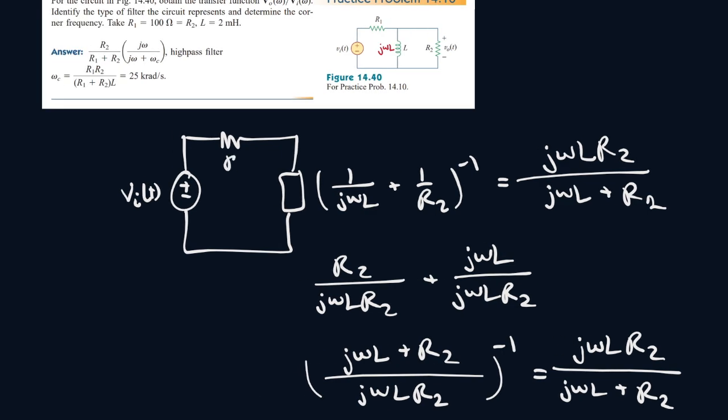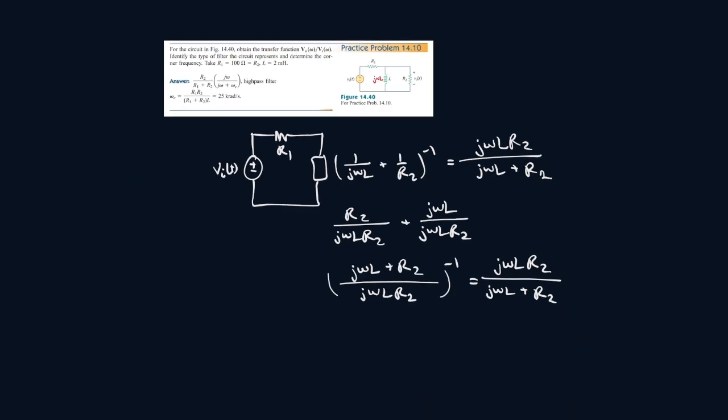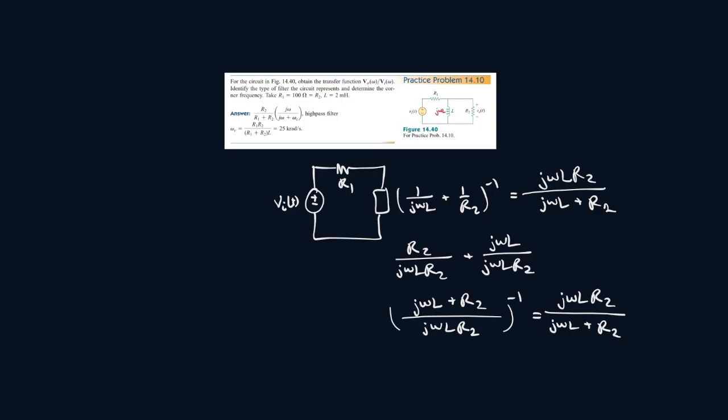And recall the impedance of this is just R1. So to get VI of t, it'll be your equivalent impedance, JWL R2 over JWL plus R2 plus R1, times the current passing through, which will just be I.